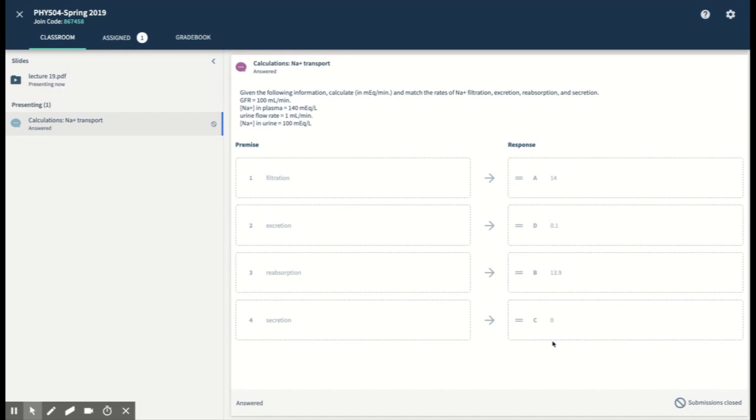Pretty good. All right, so our filtration amount is 14. Our reabsorption is 13.9. Our excretion is 0.1, and our secretion is 0. Now, technically, since we just talked about how to do this process, we didn't even really have to calculate this, right? Because we said that almost all of it's going to be reabsorbed from whatever the filter was. And nothing is secreted because it's a major player in the reabsorption. And a very tiny amount is excreted.